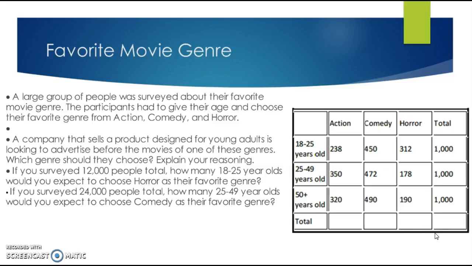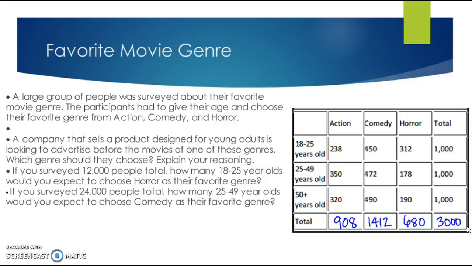So for the action total, we have 238 plus 350 plus 320, which gives us 908. Then for comedy, we add the 450 and the 472 and the 490 and get 1412. For the horror, we get 312 plus 178 plus 190, which gives us 680. But then for our grand total, we can easily add 1,000, 1,000, and 1,000 to get 3,000. So we have a grand total. That large group was 3,000 people that they surveyed.